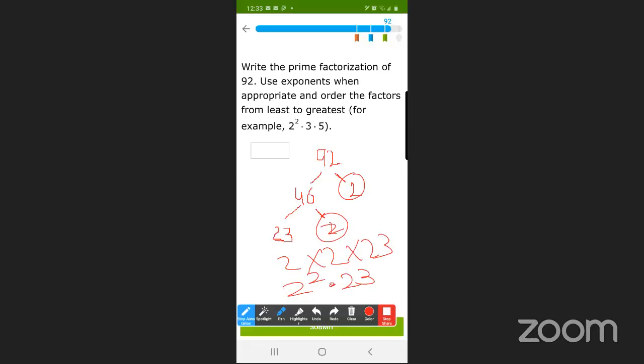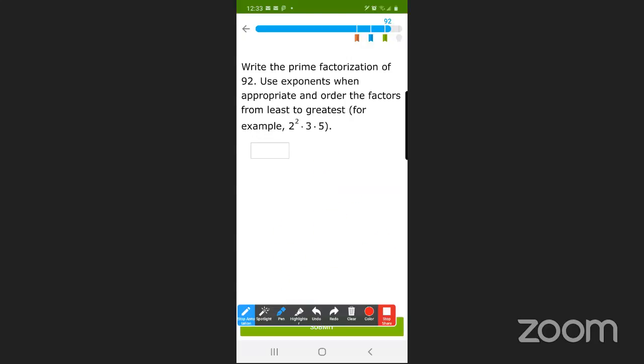Is that correct? Are you sure 23 doesn't come in any table? No, 23 is a prime number. 23 is a prime number. Okay.